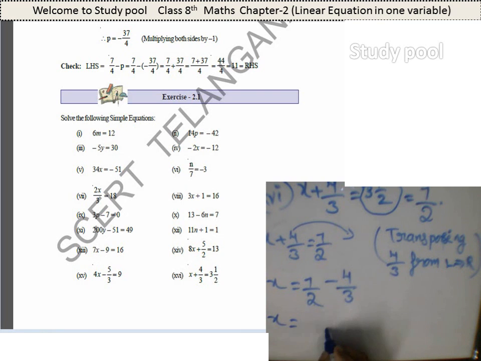2 3s are 6. Okay, and now cross multiply. 7 3s are 21. Here minus is there, put minus. 4 2s are 8. 21 minus 8, how much? It is 13, right? 13 by 6. So we are getting x is equal to 13 by 6. This is the answer. Can we simplify this more? No. So we have to stop here only. Got it?